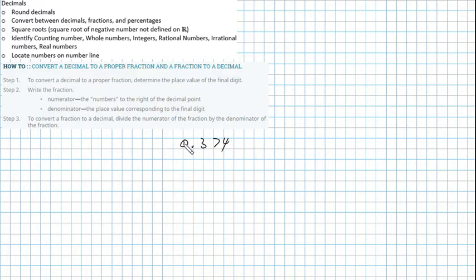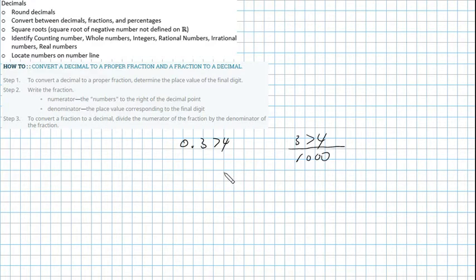Well, what you do is you look for the last decimal and identify its place. So this would be the thousandths place, which means then that in your denominator here you're going to have 1,000. And then you just write these digits, 374. So I think that should be straightforward enough.